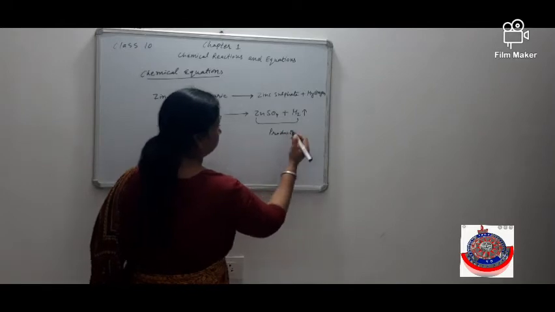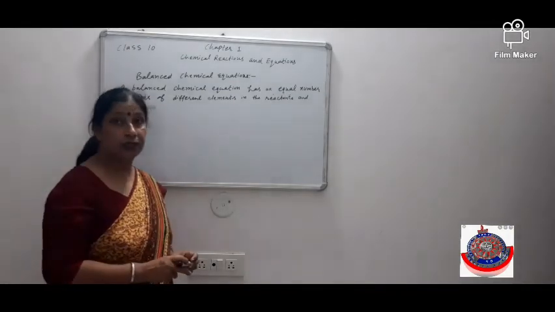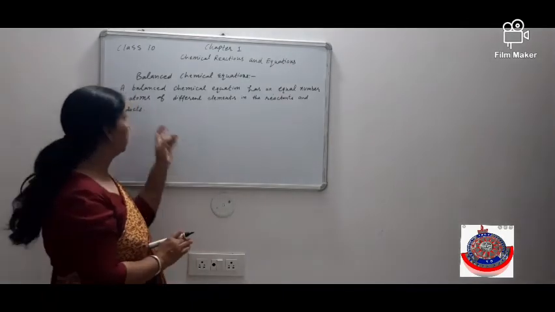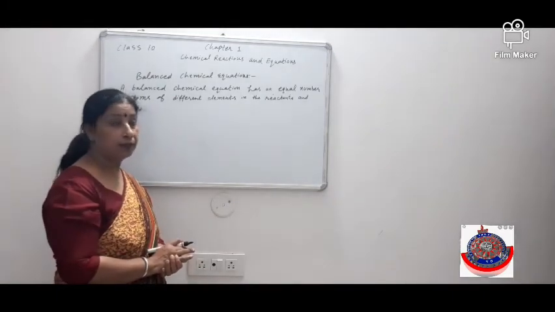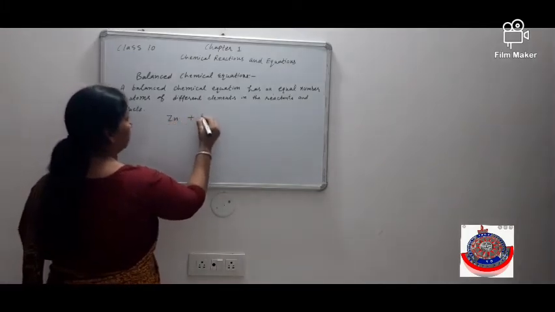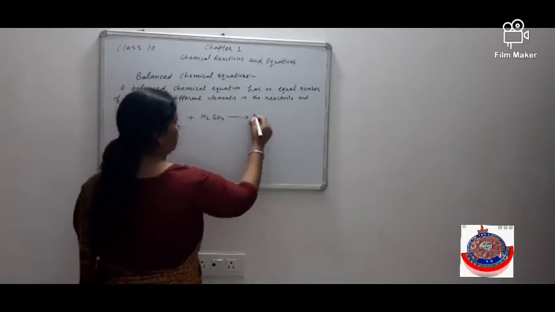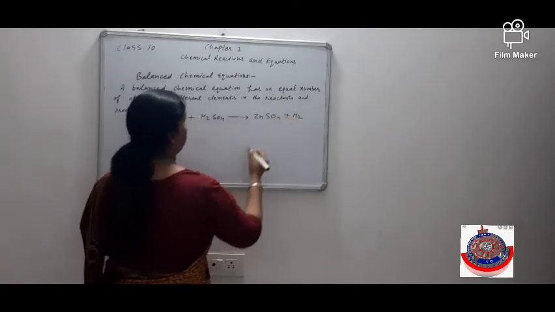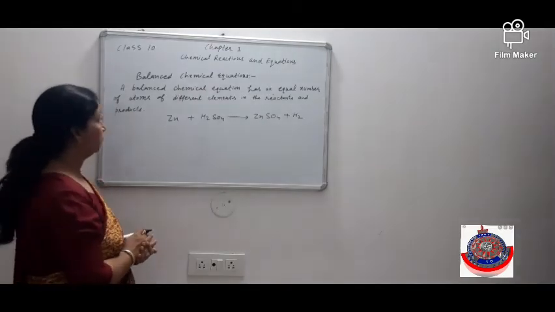Now students, balanced chemical equations. A balanced chemical equation has an equal number of atoms of different elements in the reactants and products. Let's take one example. Zinc plus sulfuric acid, H2SO4. They combine and they form zinc sulfate plus hydrogen. See, is this balanced or not balanced?